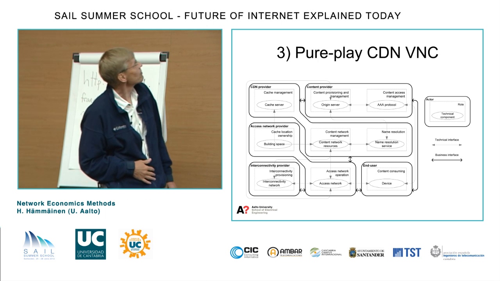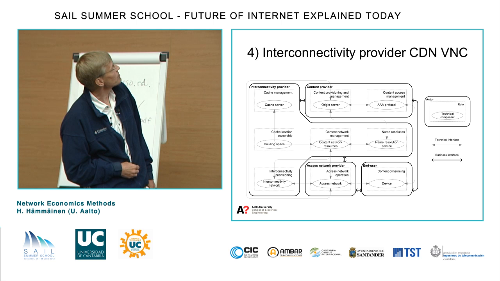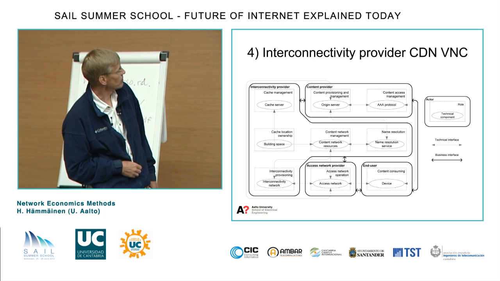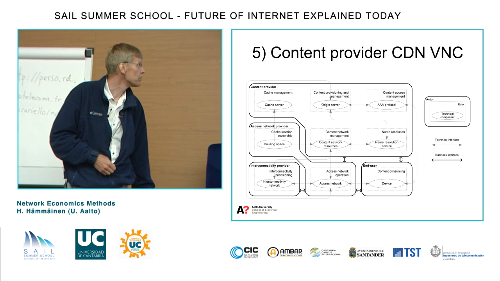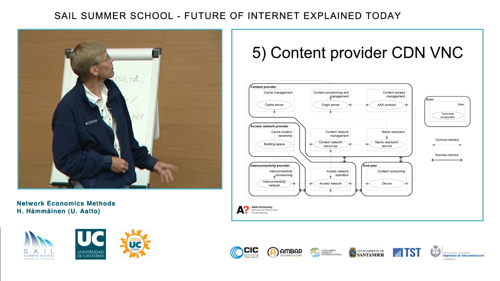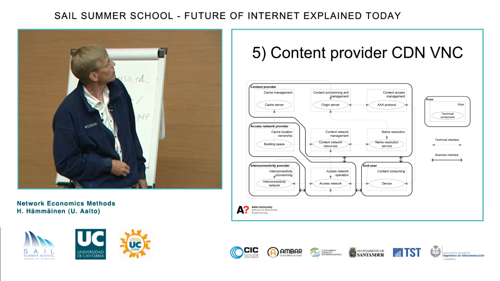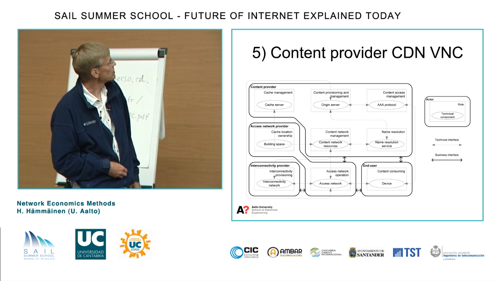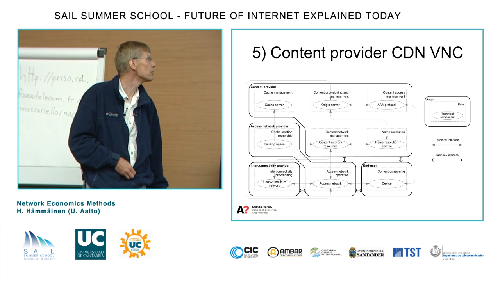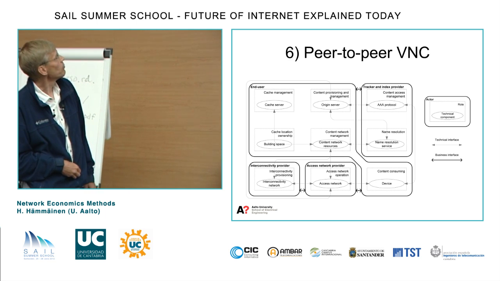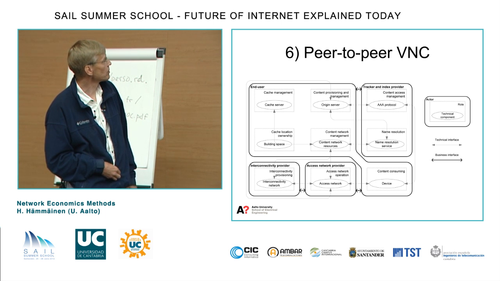Okay, so for example 4, this is an interconnectivity provider, CDN. Access network provider is very limited in this scenario, or this value network configuration here. Content provider, CDN. This is Google's type of scenario. And peer-to-peer value network configuration. End users are taking a huge part of the cake, so to say.